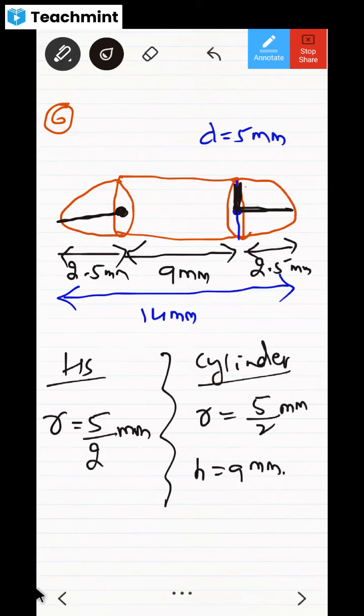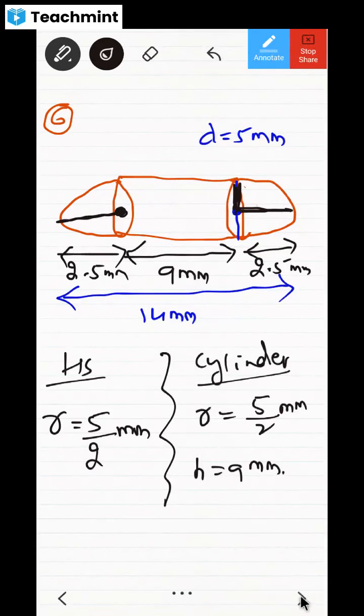Now this radius and this radius, both I have mentioned as R, because both are equal. Otherwise, I would have called them RH, radius of hemisphere, and RC, radius of cylinder. But right now both are the same, that's why I'm calling them the same. If they become different, I would have called them differently.